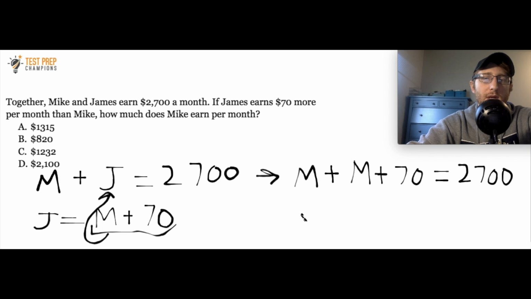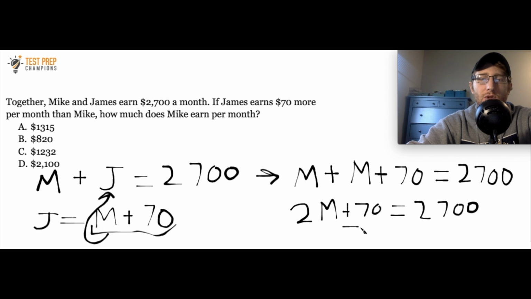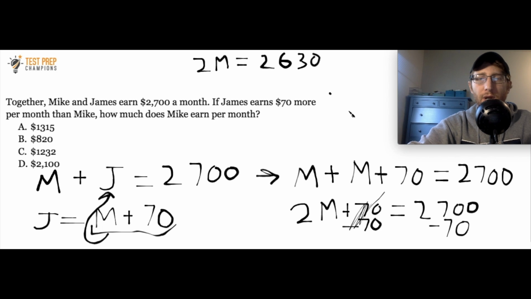So let me simplify this as much as I can. M plus M is 2M. So I would have 2M plus 70 equals 2,700. So now what I'm going to do is subtract 70 from both sides. So the 70s cancel out here because plus 70 minus 70 cancel out. And I have to come over here and subtract 70 as well. So when I do that, 2,700 minus 70, I get 2M equals 2,630.